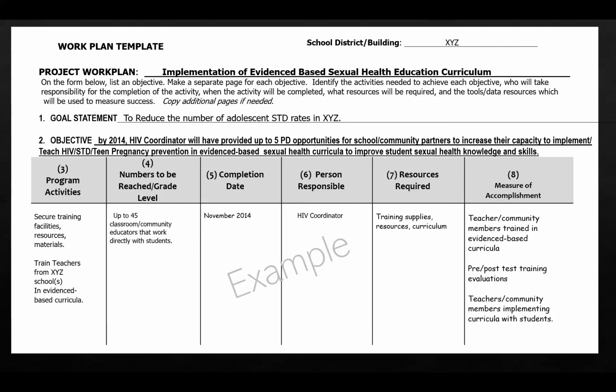Again, that's your sign-in sheet, your registration sheets, a pre and post training evaluation of knowledge and skill level before and after the training. That's a level of evaluation. And then teachers or community members implementing the curriculum. Of those that were trained, how many are actually implementing it with students? Because that will give you numbers as well. That's an example of one type of template.